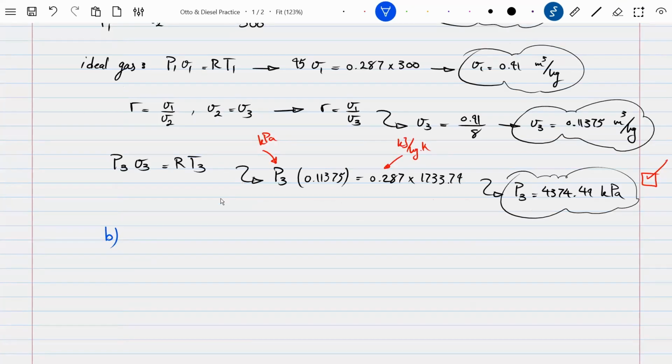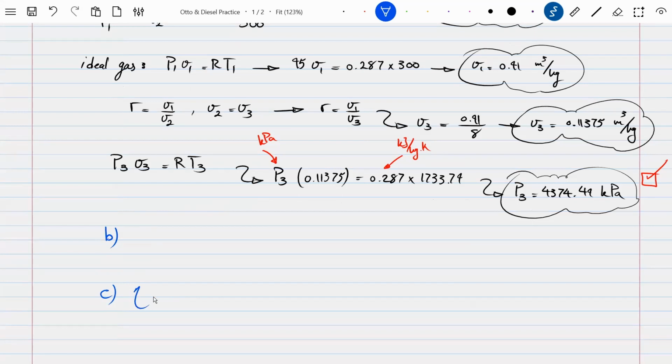So for part B, we're tasked to find the work output. Again, there are multiple ways of trying to find the work output, but I think maybe the easiest way of doing it is doing part C first and then coming back to part B. Let me show you. Part C only asks for the efficiency.